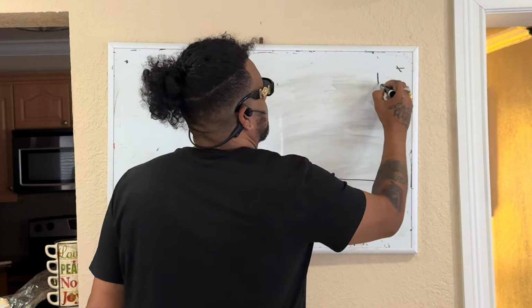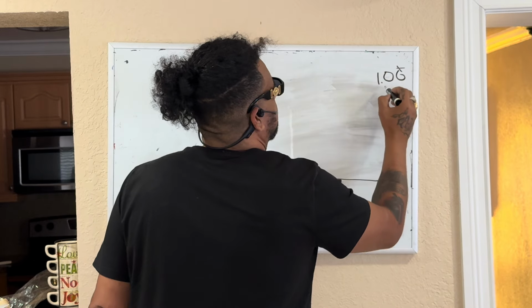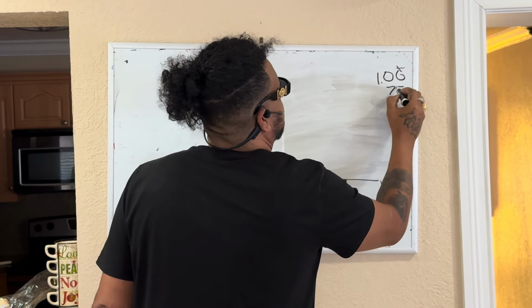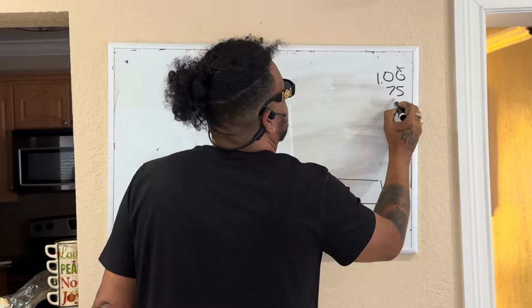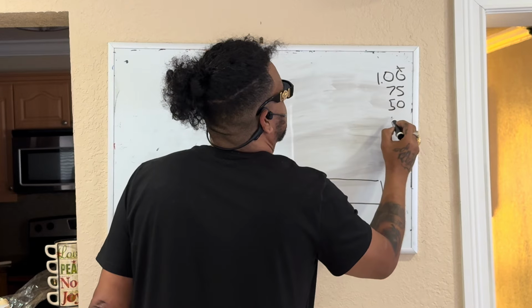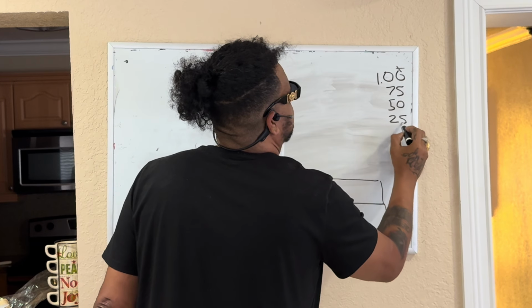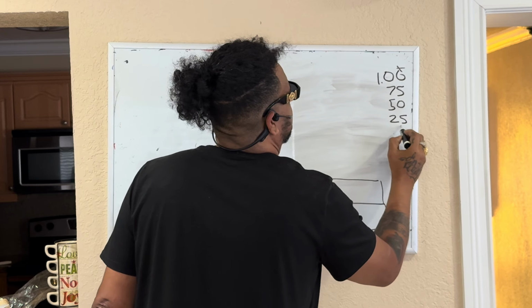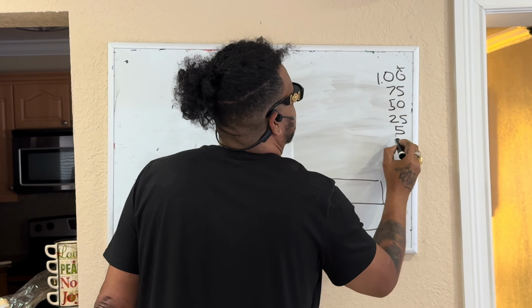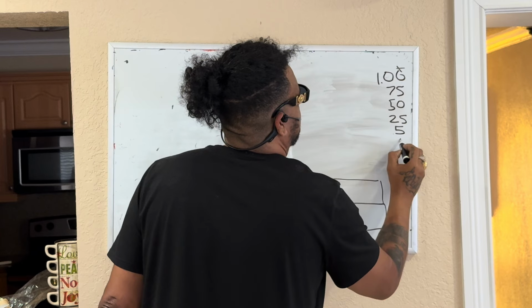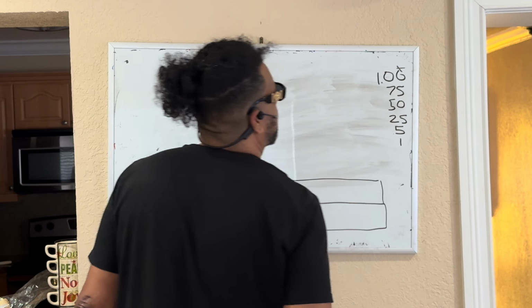We're going to do $1, 75 cents, 50 cents, 25 cents, 5 cents, 1 cent. Okay.